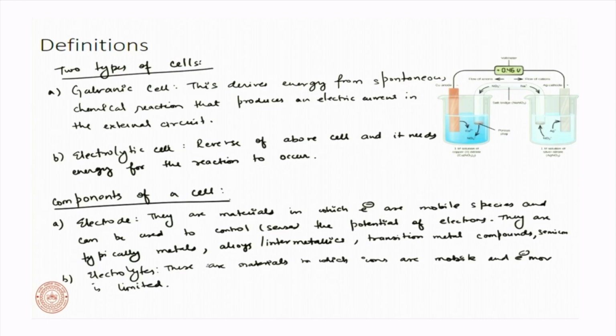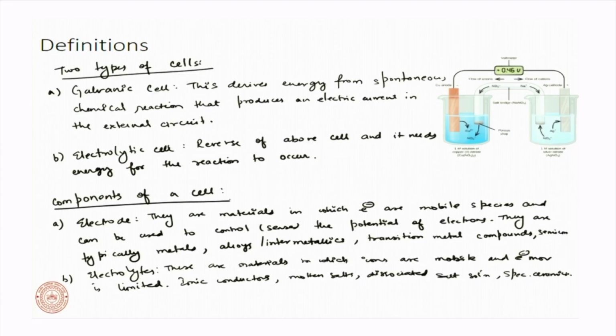An example of it can be ionic conductors, molten salts, dissociated salt solutions, and some specialized ceramics. Right. So, these are the electrolytes.